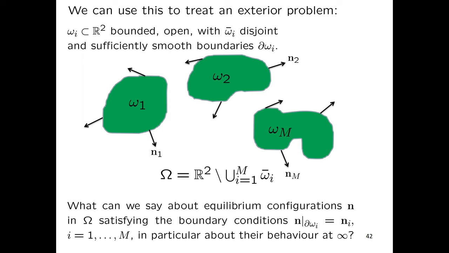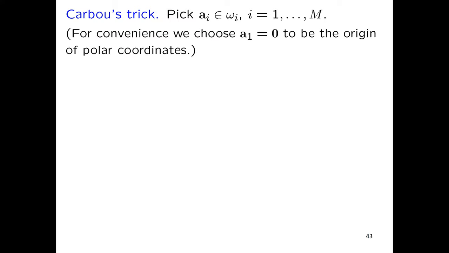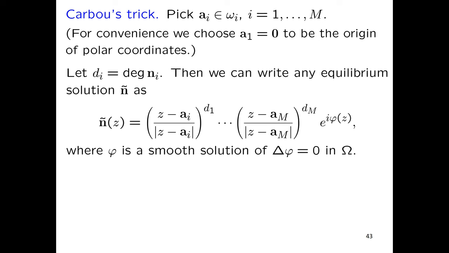So what can we say then about equilibrium solutions satisfying those boundary conditions, in particular about their behavior at infinity? There's a very nice trick due to Carbou in this situation. What you do is you pick points a_i inside the domains omega_i. Actually, it's convenient to choose the first one to be the origin of polar coordinates, which you can do without loss of generality. And you let d_i be the degree of n_i.